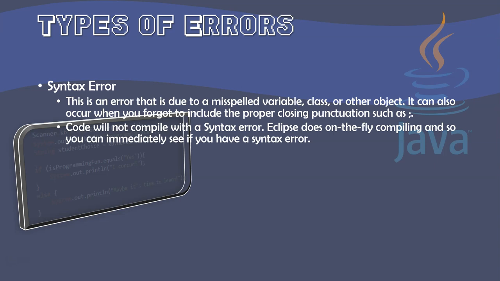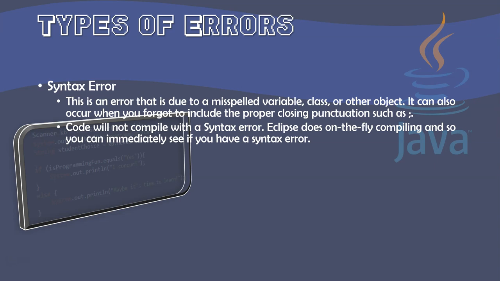The first thing you need to know is what's known as a syntax error. This is typically an error that's due to something like a misspelled variable, class, or object. It can also occur when you forget to include proper closing punctuation, such as a semicolon. So these are very common ones. These are the ones that you're going to see very easily.